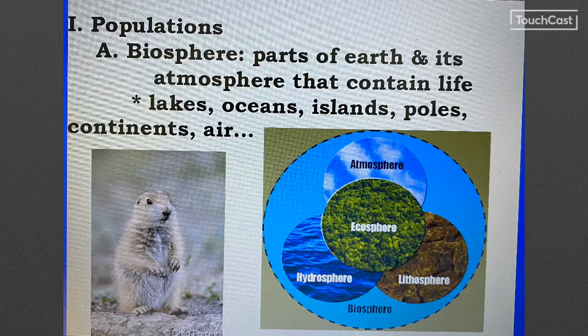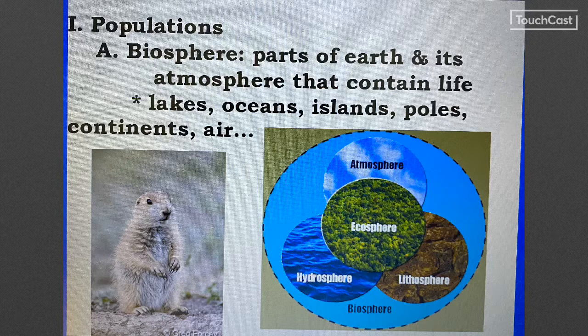Now it's time to start typing. Lesson 1 is all about populations and the levels of organization that we have. And the biggest level of organization that holds everything, the head honcho, the big shebang, is the biosphere. And that is not only the Earth, but the atmosphere that extends out from it.